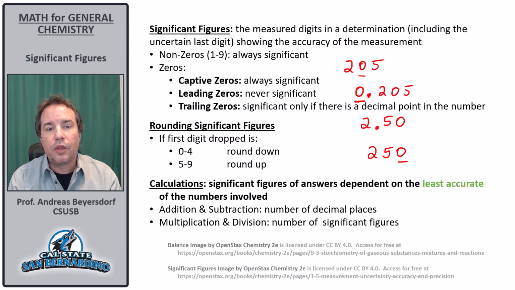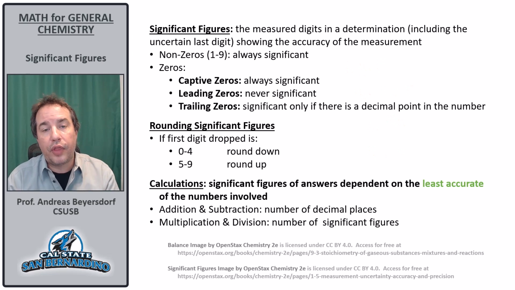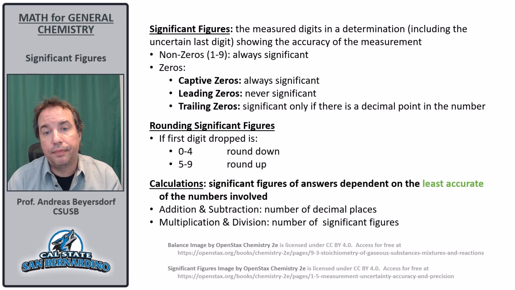Now, when we deal with rounding of significant figures, we use the rule that 0 to 4 we round down, 5 to 9 we round up. And then finally, when we do calculations, in addition and subtraction, we look at the number of decimal places, while in multiplication and division, the number of significant figures. And the significant figures of our answer is dependent on the least accurate of the numbers involved.